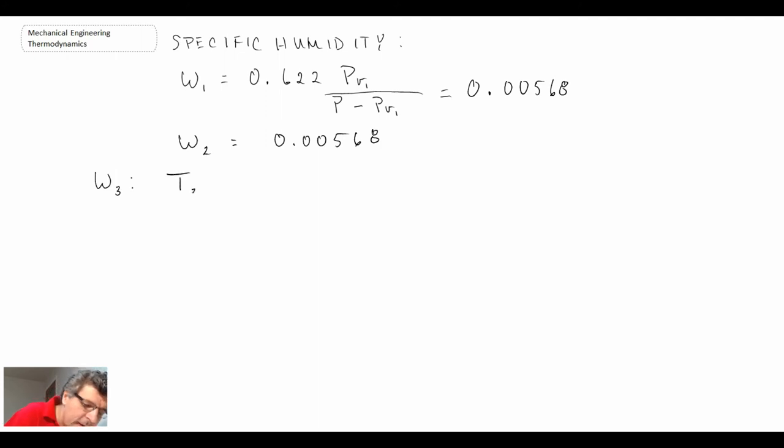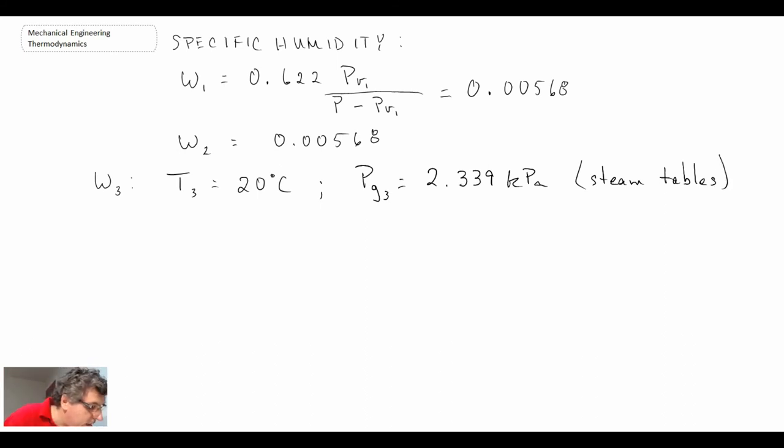So that's good. Now let's take a look at the humidity at 3, or the water vapor specific humidity. Now we know there the dry bulb temperature we were told was 20 degrees C. So what we can do, we can go to the steam tables in the back of our book. And at 20 degrees C, the saturation pressure is 2.339. So that's from the steam tables.